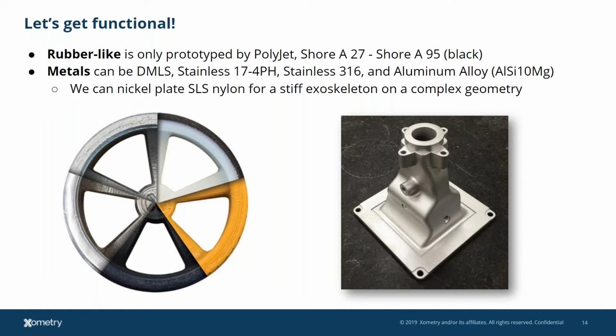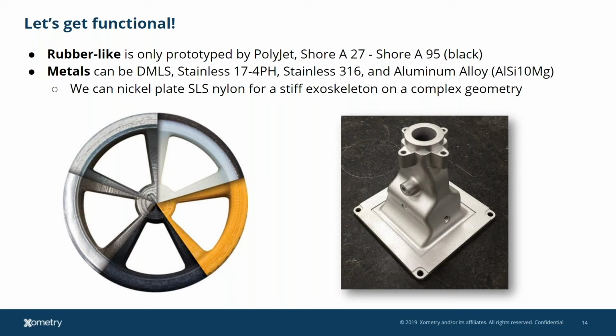The other quick down selects that I have for choosing the right material: if you ask for rubber-like, right now we have a prototyping material through PolyJet that'll bring you to a Shore A27 to Shore A95. If you're not familiar with Shore values, the lower the Shore value is, the more compressible it is. So Shore A27 is kind of like chewing gum. Shore A95 is going to bring you up to something that kind of feels like a road tire.